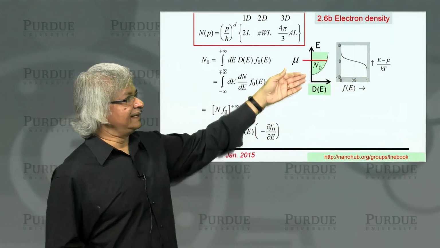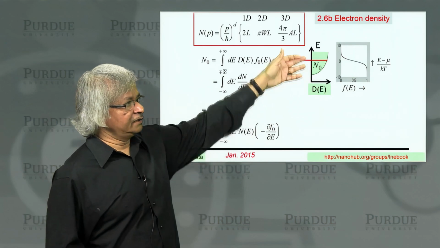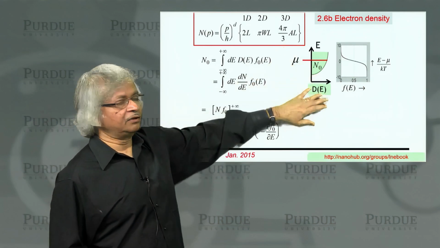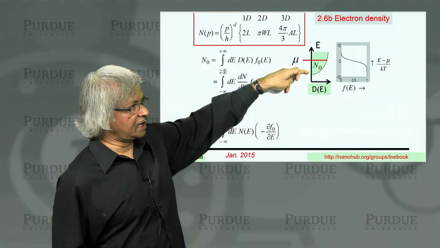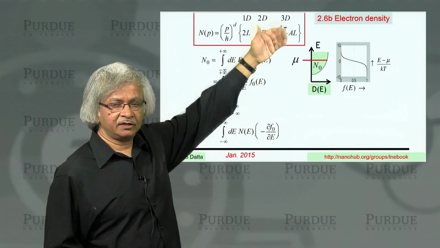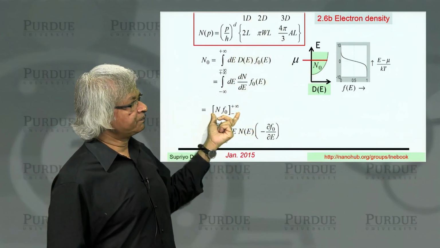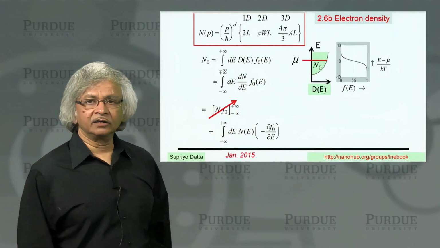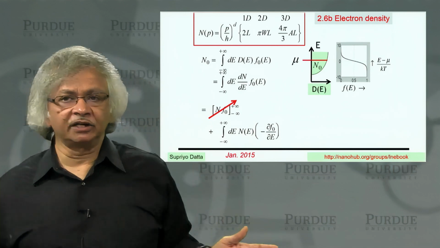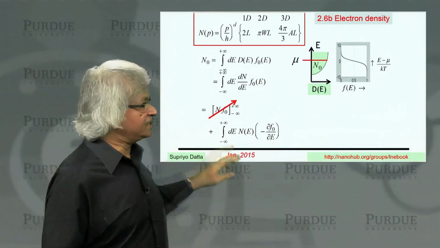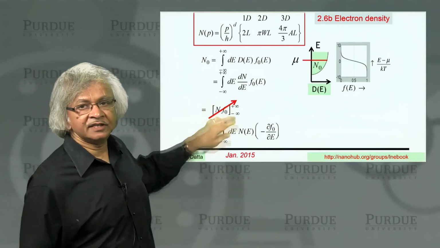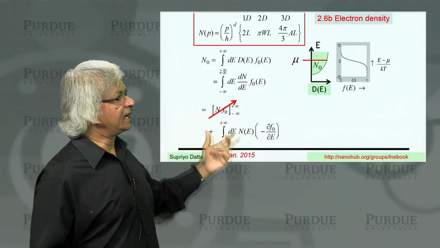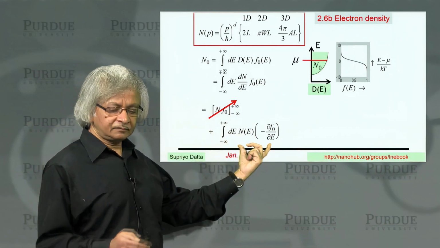But the point is, the n of E, that function is 0 down here, because it starts at the bottom of the band. That's where it starts growing. So this quantity then is 0 at both limits. Doesn't matter what it is in between. What is needed here is the value at the two limits, and they are both 0. So you drop it. And so you're left with that.